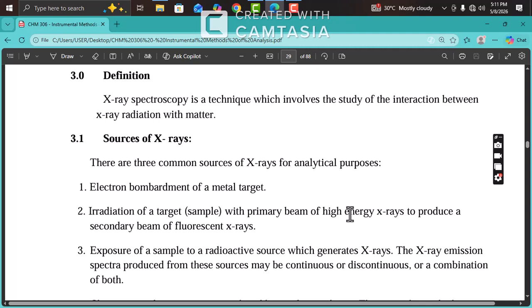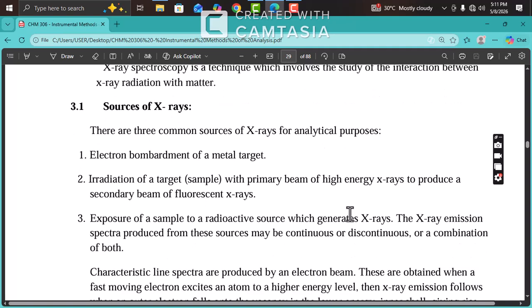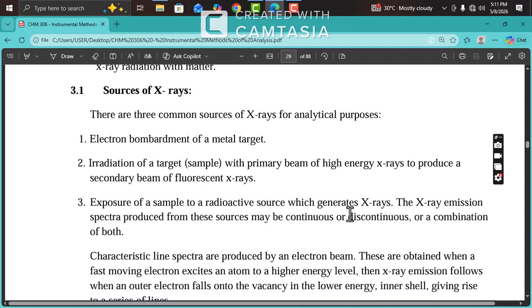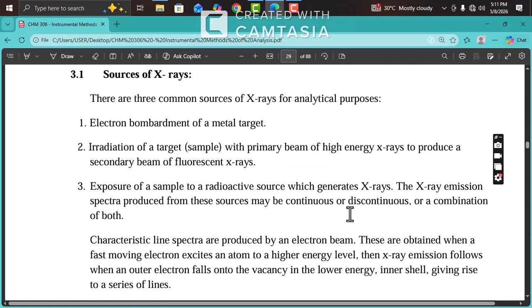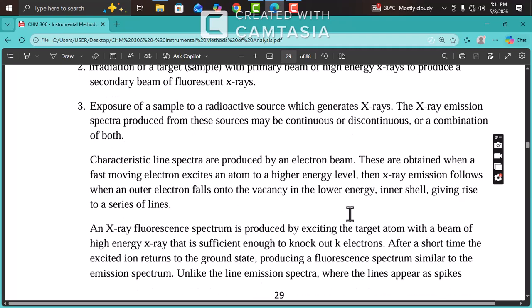The third one is actually quite sensitive and rarely used in an ordinary laboratory. However, it involves the use of a radioactive material. So you must have a radioactive source, and then you expose a sample to it, and then it generates X-rays. So that is the third one. Take note of this. You just need to outline the sources of X-rays under this section. You can just read this up on your own.